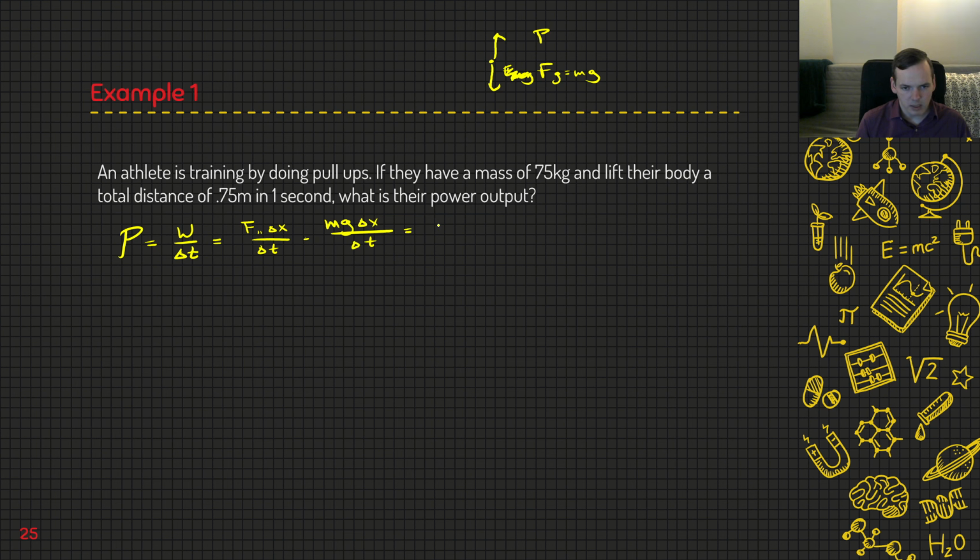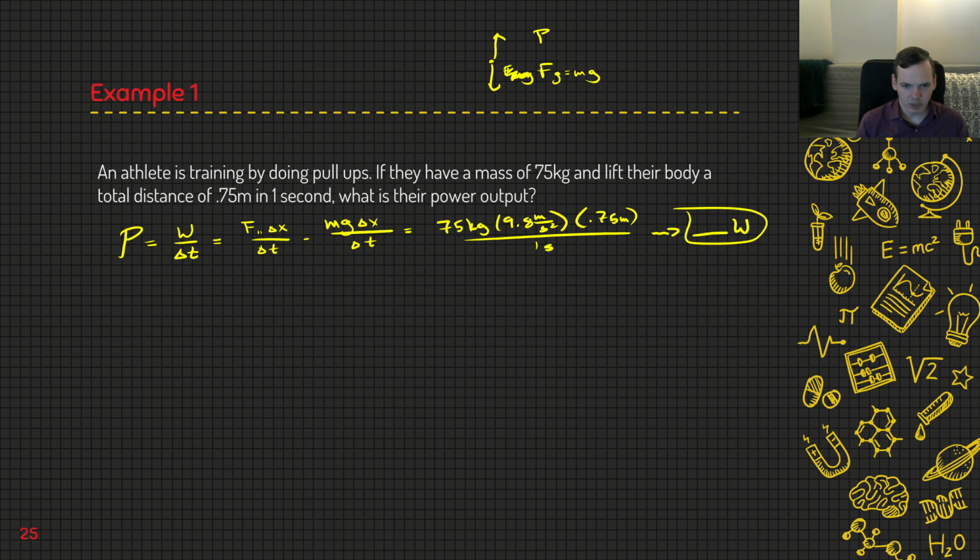So we can plug things in. We'll get 75 kilograms times 9.8 meters per second squared times delta x of 0.75 meters divided by 1 second. And you can calculate this out. You're going to get some number, and it will be in watts, and we can check that because we'll see kilogram meters squared per second squared on top, which is the same as a joule. A joule per second is the number of watts.